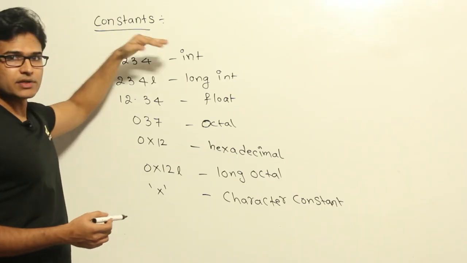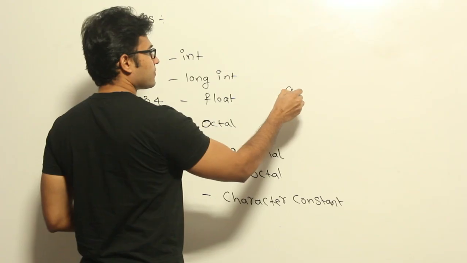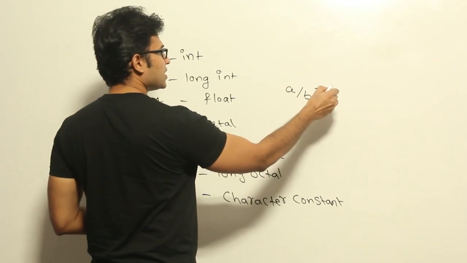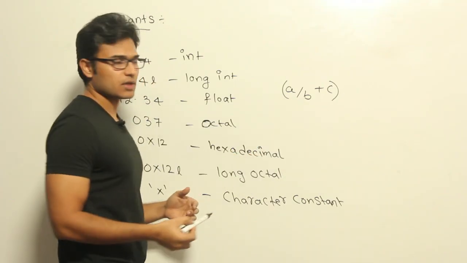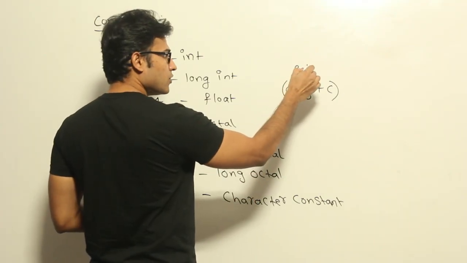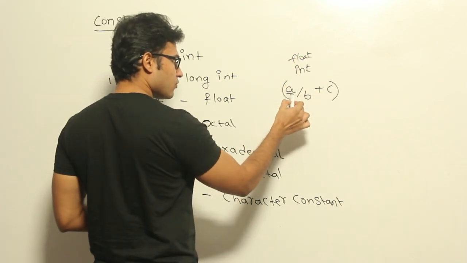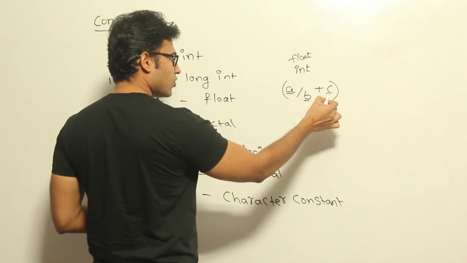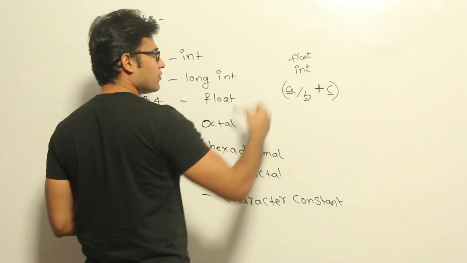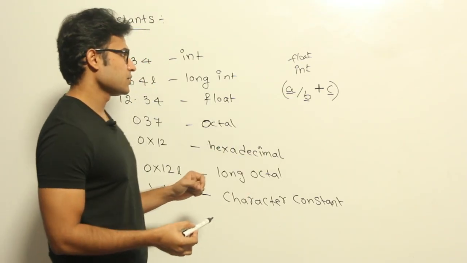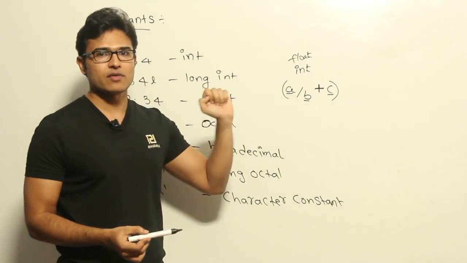Why should you understand this? Let us say you have an expression like a by b plus c. What will be the result of this expression? Will it be int, or float, or double? That depends on the type of a, the type of b, and the type of c. That is why the type of the final output of an arithmetic expression will depend on the types of the individual variables in it.